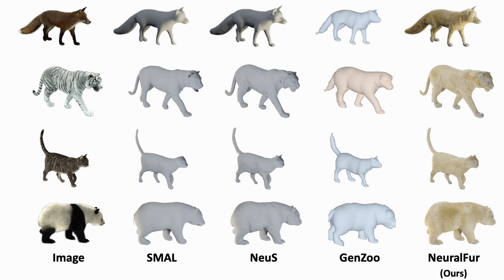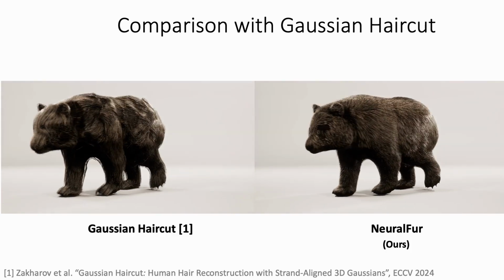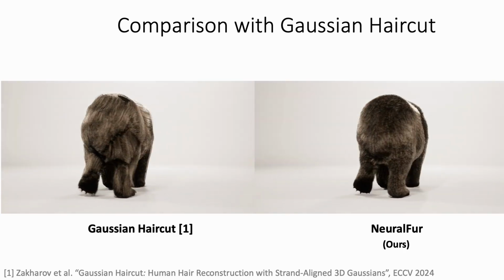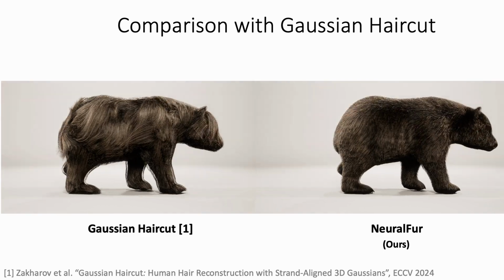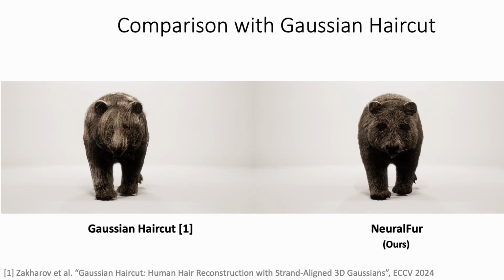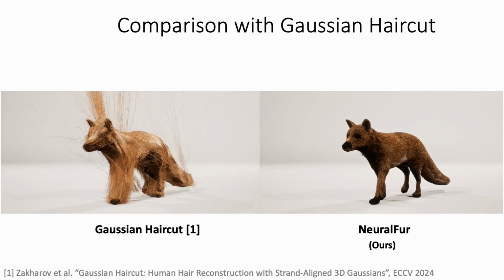Note that these methods are able to produce only coarse geometry. Gaussian Haircut generates realistic hairstyles but fails to capture fur geometry consistently, partly due to implicit length optimization. In contrast, NeuralFur reconstructs realistic fur geometry with consistent length. Here, you can see more results on other sequences.